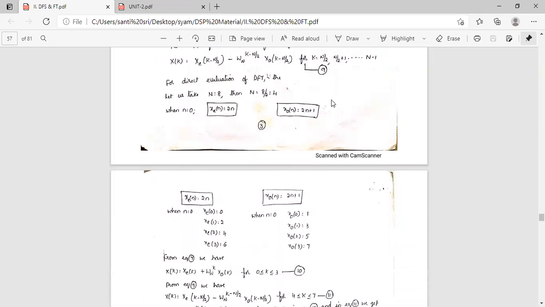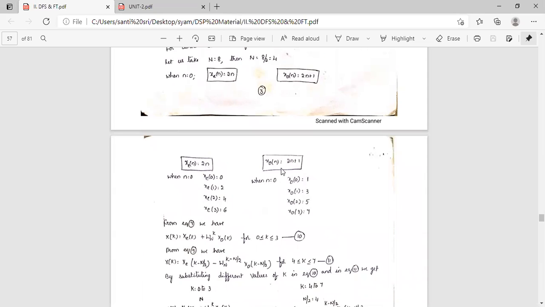2n plus 1. So xe of n is 2n and x naught of n is 2n plus 1, right? So when n equal to 0, then xe of 0 is 2 into 0, that is 0. When n is 1, that is 2. If n is 2, that is 2 into 2, 4. When n is 3, that is 6, right?